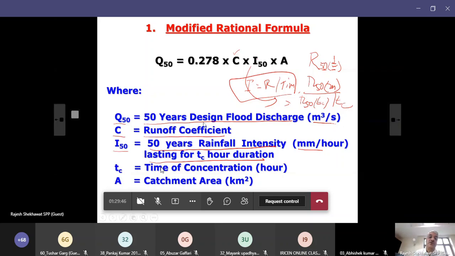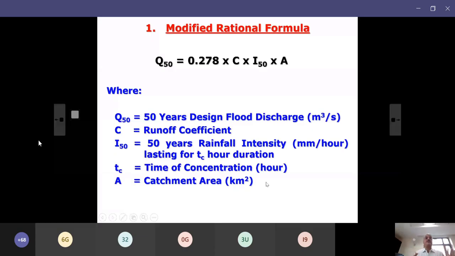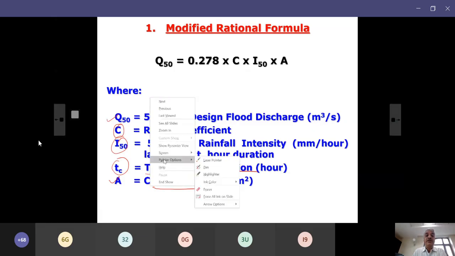is total rainfall. And this intensity, which is lasting for TC hours duration, that rainfall intensity which lasted for TC hours duration, whatever was the maximum rainfall. TC is time of concentration. We'll see all these terms one by one. A is catchment area. So A we are aware, Q50 we are aware. Now let us say these three, C, I50 and TC, what they are and how do we determine.